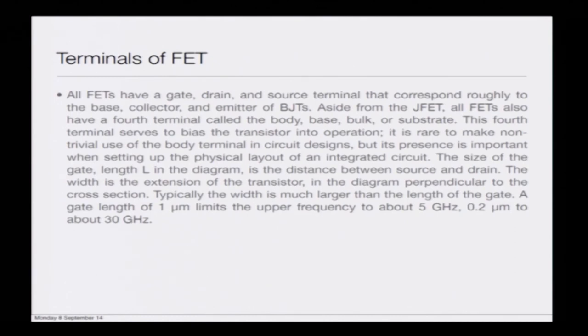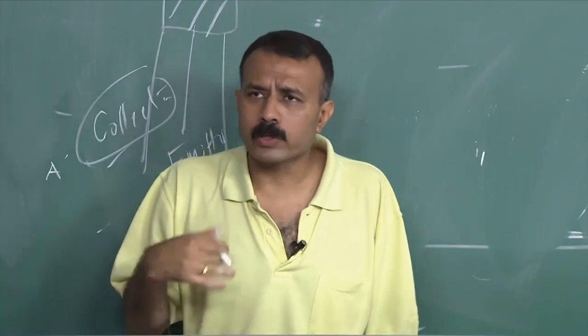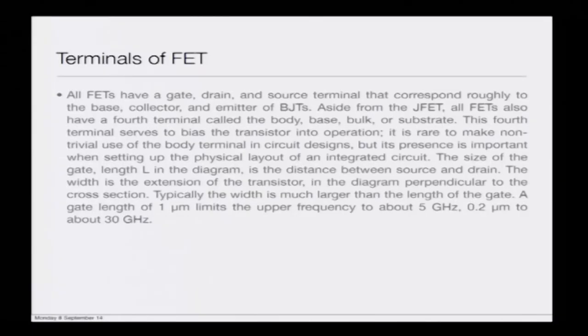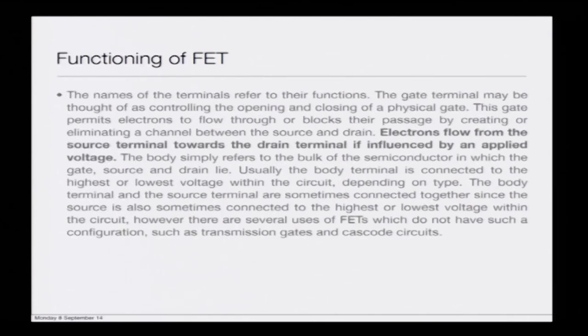Again, let me tell you, you really do not need to get into the physics of this device. You have to understand the basic concept, how you detect the neuronal signal. That is the most important thing which I wish to highlight. Coming to the next slide, the functioning of the FET. The names of the terminals refer to their function. The gate terminal may be thought of as controlling the opening and closing of a physical gate. This gate permits electrons to flow through or blocks their passage.